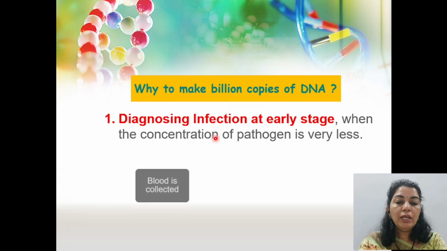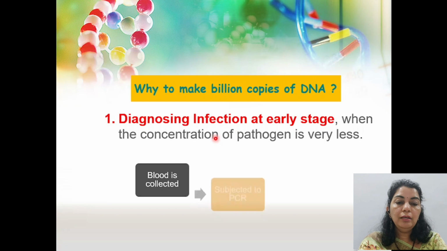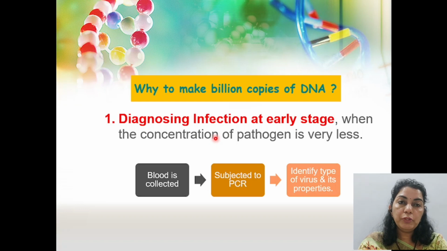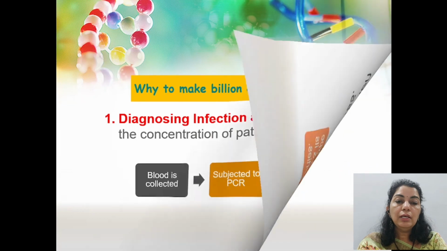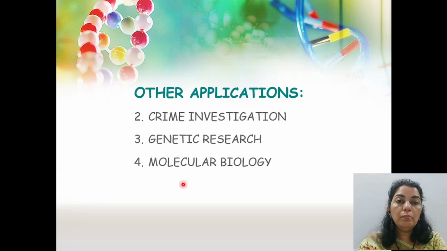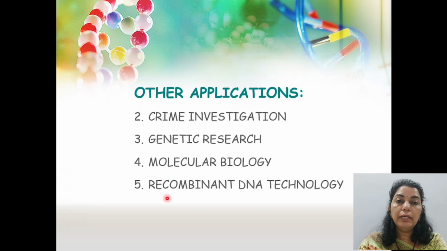So what is done? We collect the blood from the patient and then we subject it to PCR. If the virus is present, the DNA of the virus will get amplified, and when you test it with the proper technique, you will be able to identify whether the person is HIV positive or not. It also helps in identifying the type of virus and studying the properties of the virus. Besides this, it has several other uses, like in crime investigation, genetic research, molecular biology, and recombinant DNA technology.